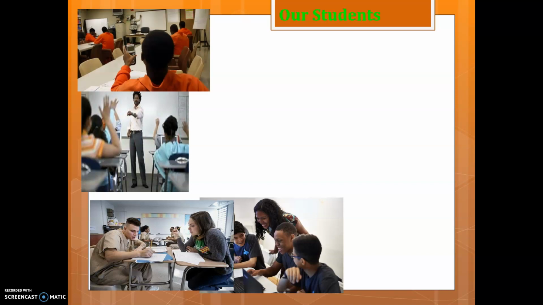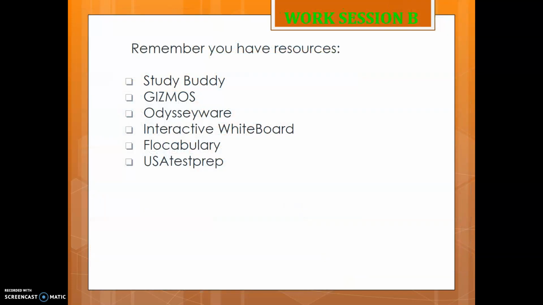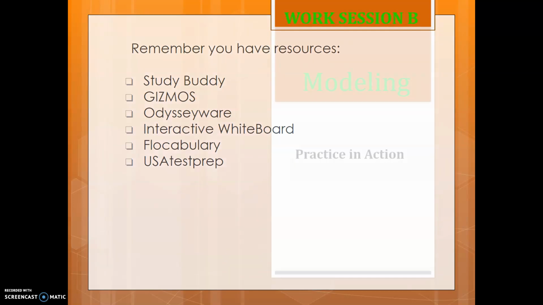It could look like this. Now you're at the whiteboard. Kids have technology in their hands and you're still providing opportunity for learning to happen. It can be chaotic. It could be very rigid. It depends on what works best for you. The goal is that kids are learning. But do remember, as it relates to technology, you already have things that are at your fingertips. Study buddies, gizmos, Odyssey work, interactive whiteboard, vocabulary, USA test prep. You already have these things. Let's find ways that we can use them.